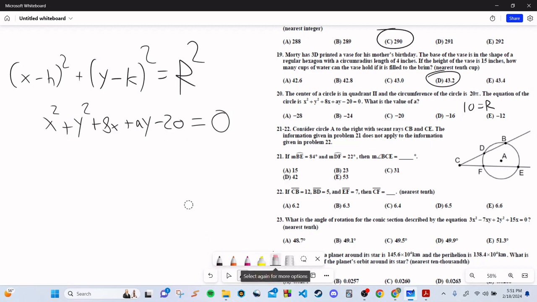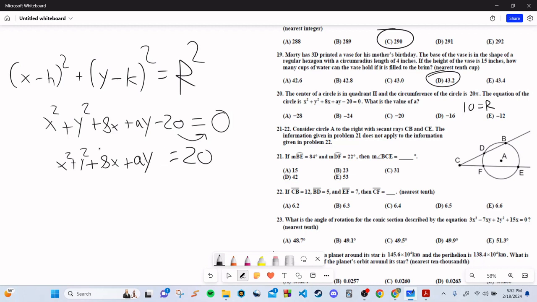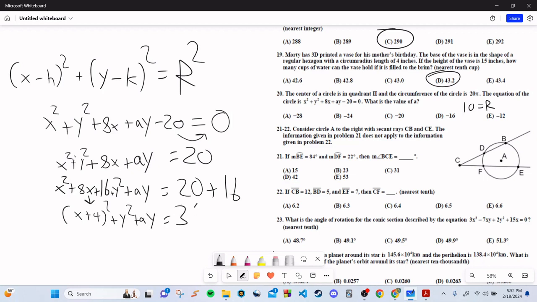Okay, so first thing I'm going to do, I'm going to move this 20 to the other side. So I end up with this as my expression. And then what you want to do here is complete the square. So we're going to look at our x terms first. I'm going to just rearrange it like this. So completing the square, if I do that, I would be adding 16 here to both sides. And then this turns into x plus 4 squared plus y squared plus ay equals 36.